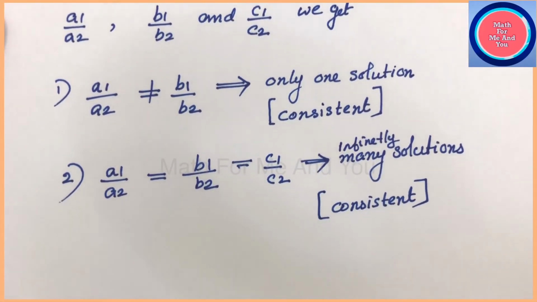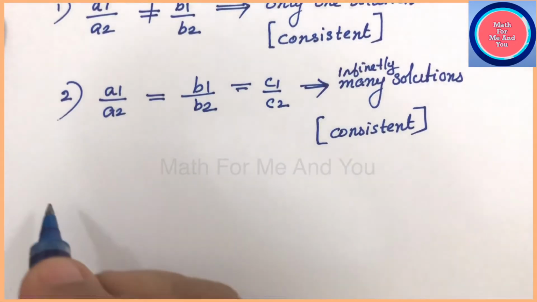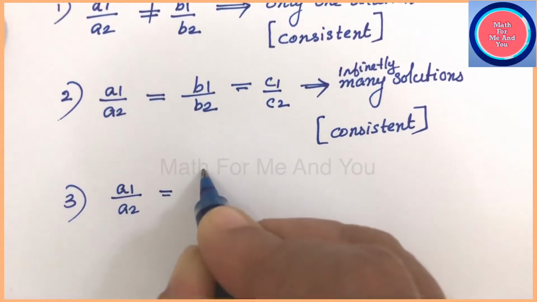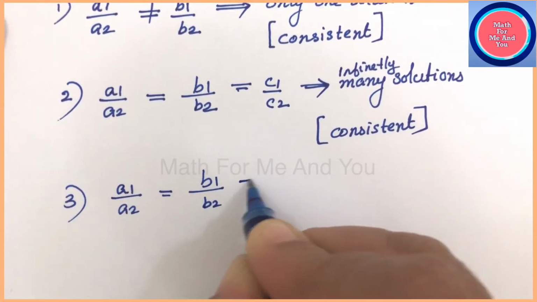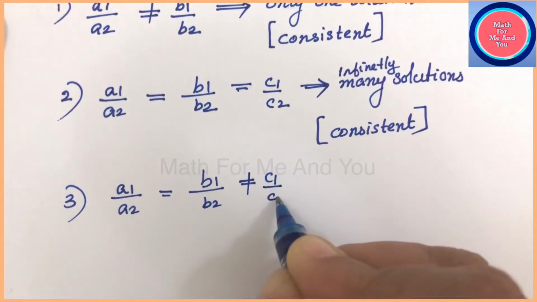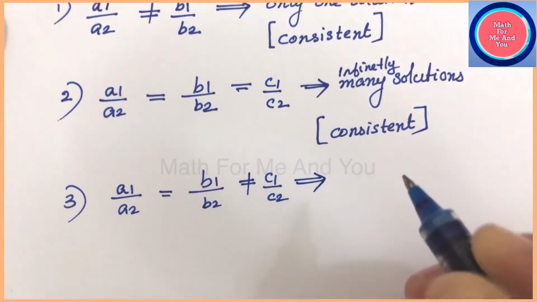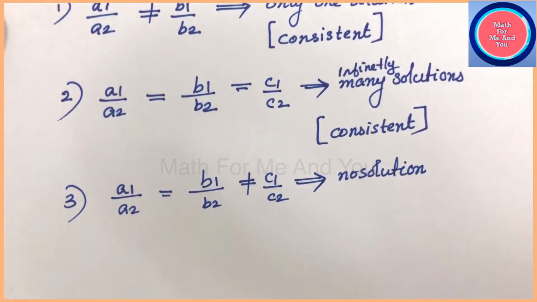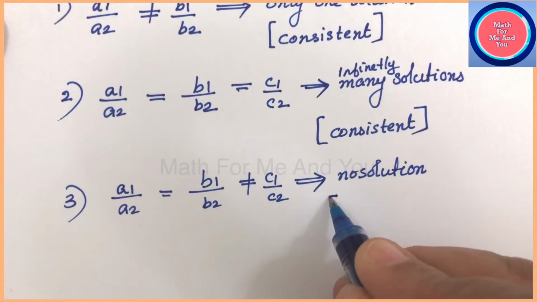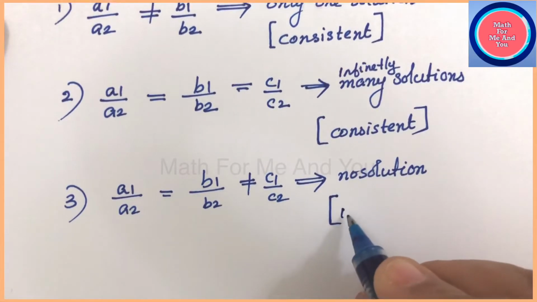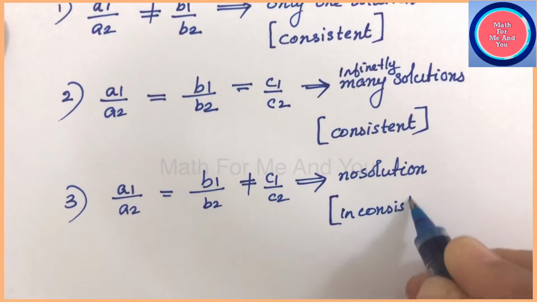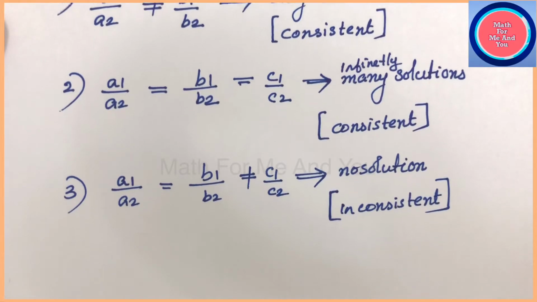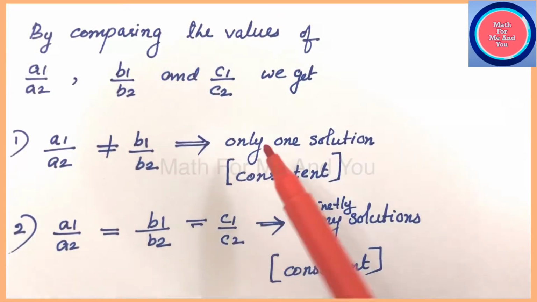Now the third case. If the ratio of coefficients of x, that means a1 by a2, is equal to b1 by b2 but not equal to c1 by c2, then there will be no common solution. The equations don't have a common solution. They will be running parallel. So no solution means an inconsistent pair of equations. So they are inconsistent. By comparing the ratios, we get all these results.